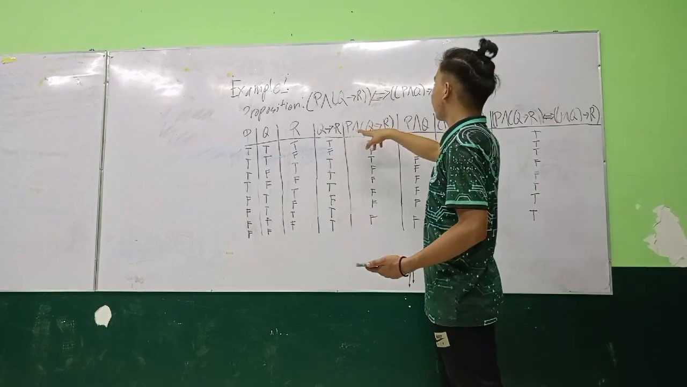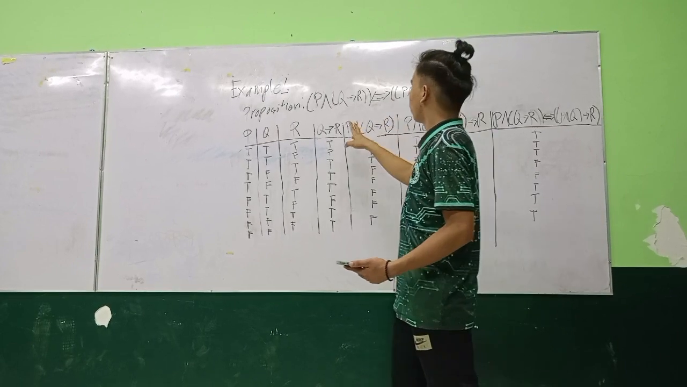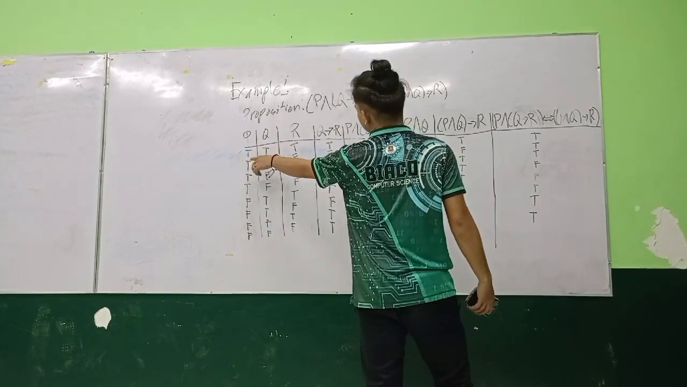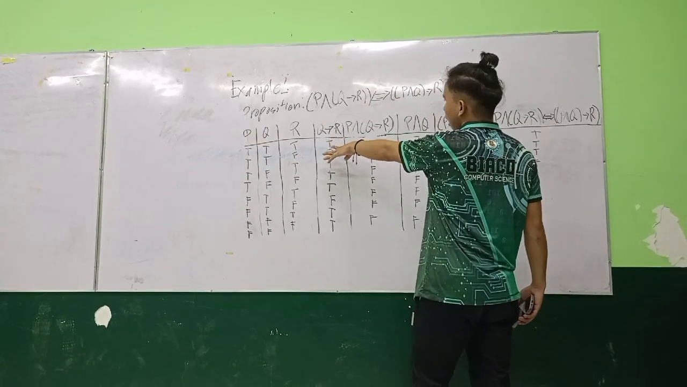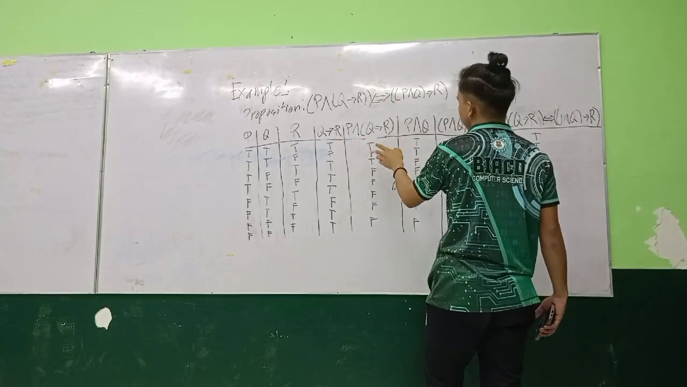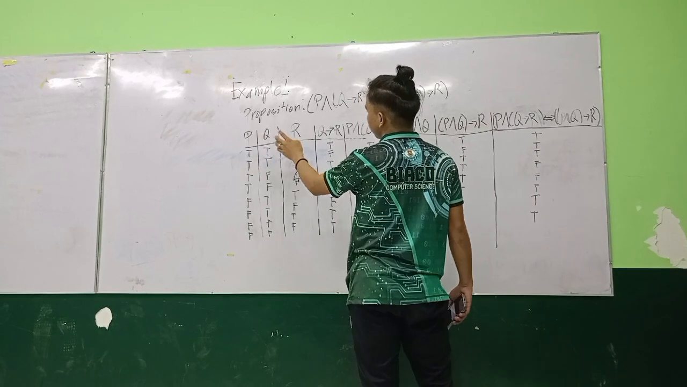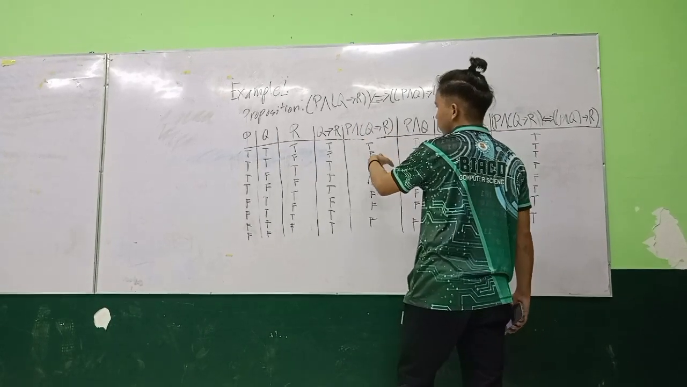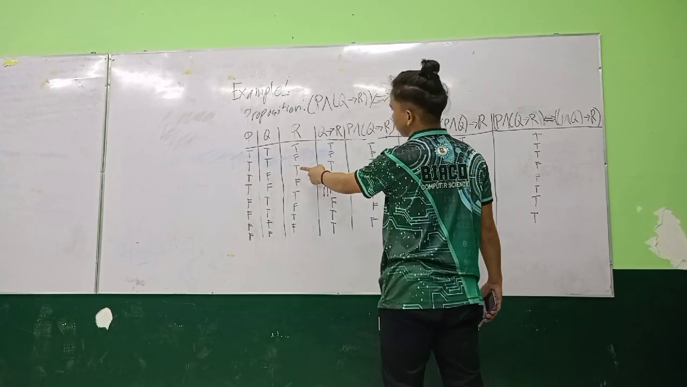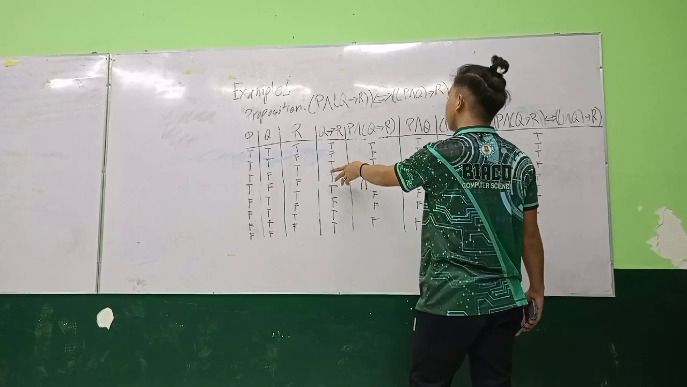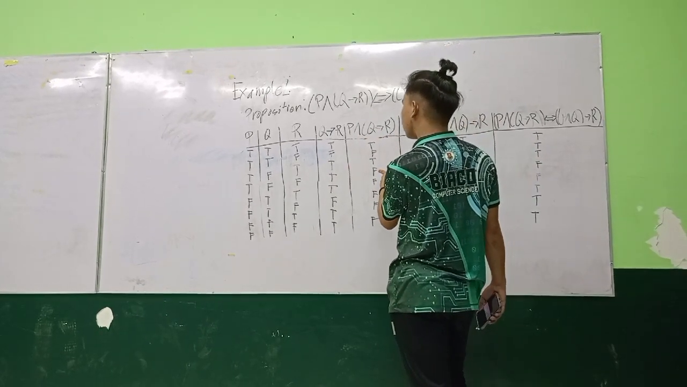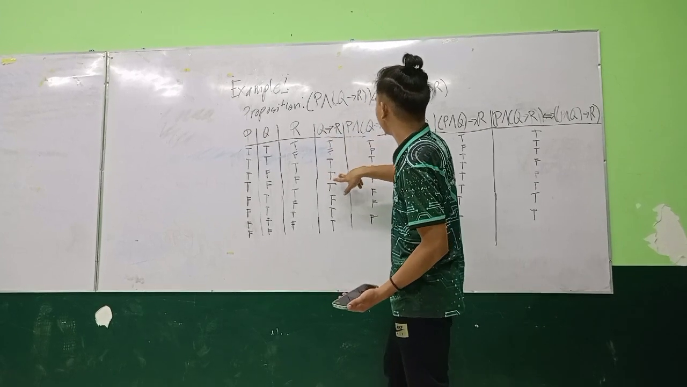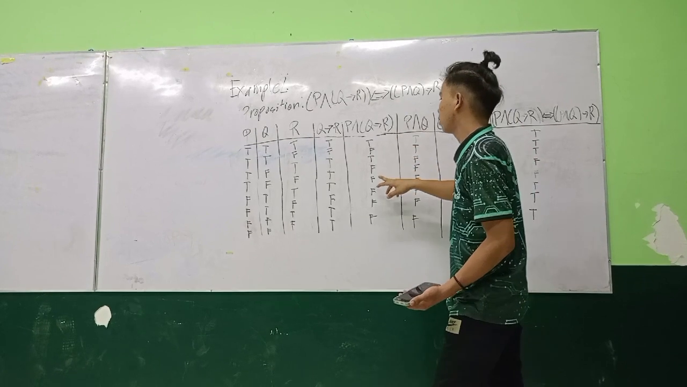So here in P and Q implies R. P is true, Q implies R is true, P and Q implies R is true. Then P is true, Q implies R is false, P and Q implies R is false. So P is true, Q implies R is true, P and Q implies R is true. Then P is true, Q implies R is true, P and Q implies R is false.